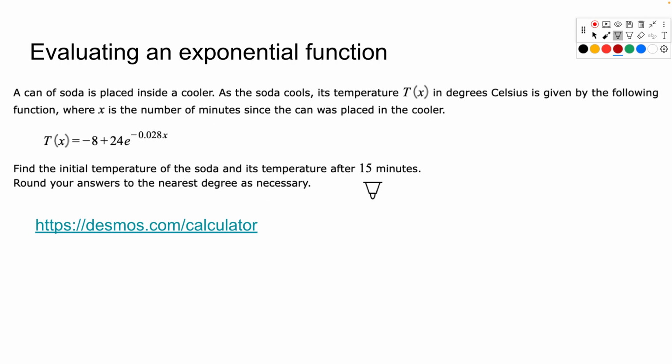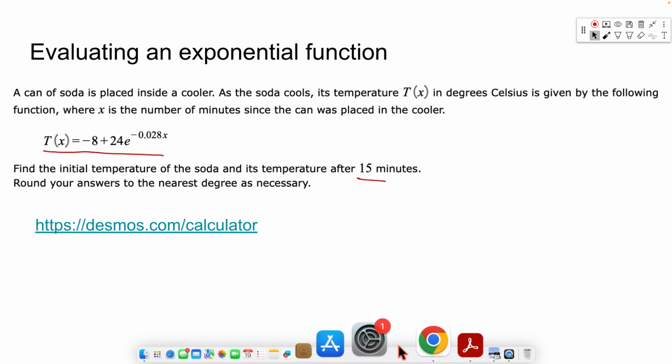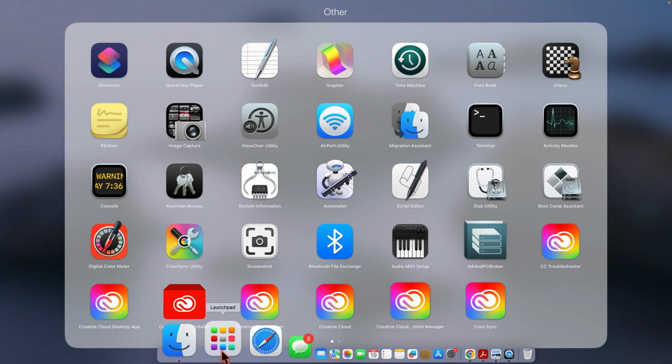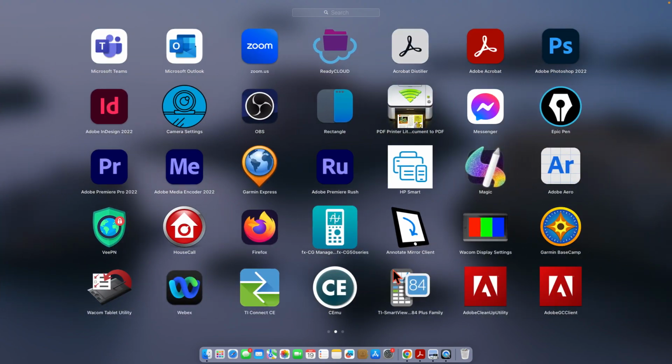So how do we evaluate? We've got a function that gives us a temperature based on the time it's been cooling. We want to find the temperature after 15 minutes. How would we evaluate this? One way is to put the 15 in for x, do the calculations, and you'll get your value. What I'm going to encourage you to do, let me pull up my calculator here. I'll use my TI calculator just so you get used to using your handheld.